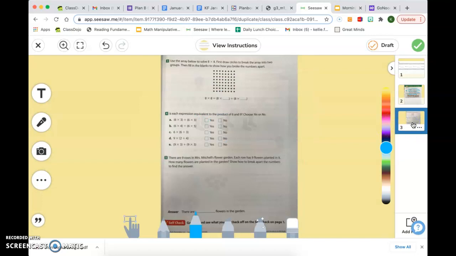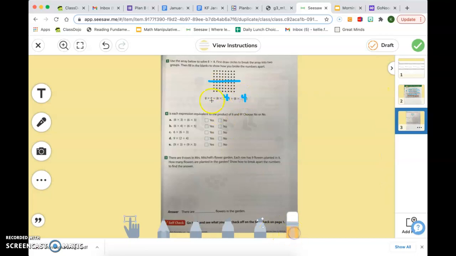All right, number 3. It says use the array below to solve 8 times 8. First, draw circles to break the array into 2 groups. Then fill in the blanks to show how you broke the numbers apart. Okay, it doesn't matter how you break these apart. Just make sure that your numbers match how you broke them apart. So I'm going to break them right in the middle. And here I have 1, 2, 3, 4. So that's 8 times 4 here. And on the bottom I have 1, 2, 3, 4, which also makes 8 times 4.